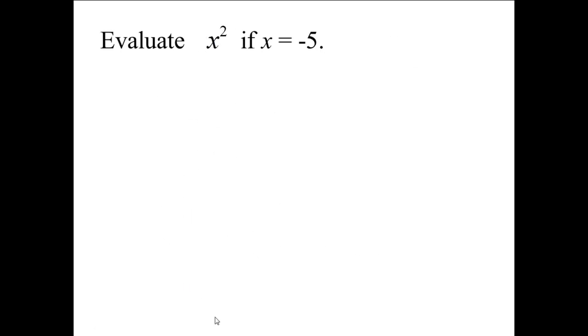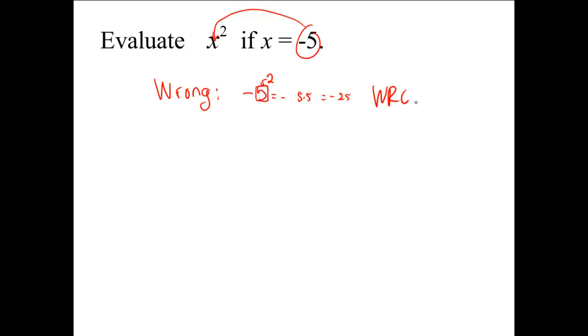Evaluate x squared if x equals -5. This -5 goes in place of x. And let me tell you the wrong way to write this. Just put a -5 there and square it. Order of operations actually means that this exponent 2 only works on the 5. That would be 5 times 5, then a negative in front of it, -25. And that's wrong.